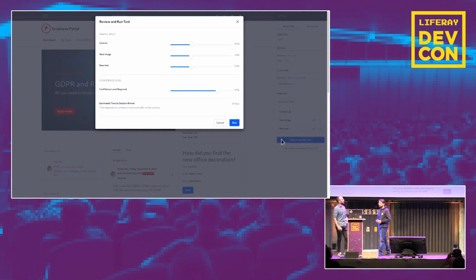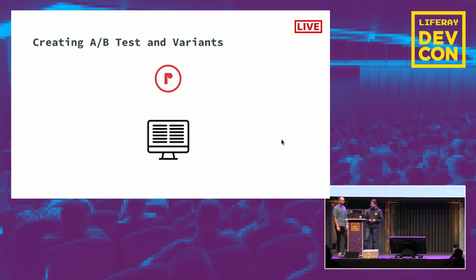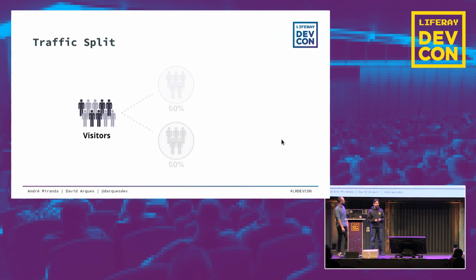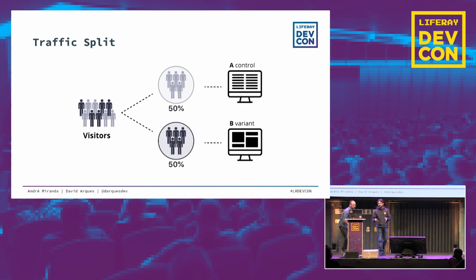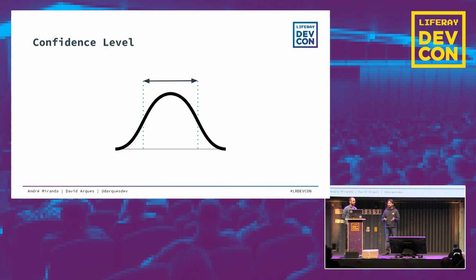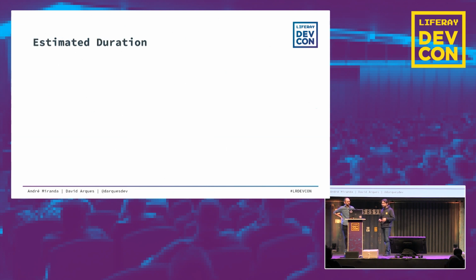Before we continue, there are a few concepts that need to be explained. Well, the first one is the traffic split. It's basically the percentage of visitors that are assigned to each variant. Once again, each visitor will see the same variant until the test is over. The next one is the confidence level. It defines the precision of the test results. The higher the confidence level, the better. However, it may require page traffic so high that the test will take too long to finish.